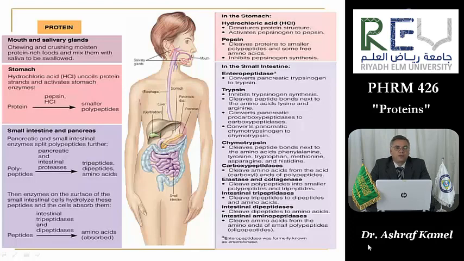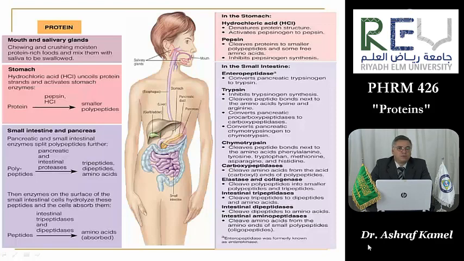In the stomach, we have pepsinogen, and pepsinogen is the inactive form of pepsin. When pepsinogen is exposed to the acidic hydrochloric acid, it becomes activated to the protein pepsin, and this pepsin breaks down protein into smaller polypeptides. In the small intestine, the proteins are exposed to the pancreatic and intestinal proteases that break them down into tripeptides, dipeptides, and individual amino acids.